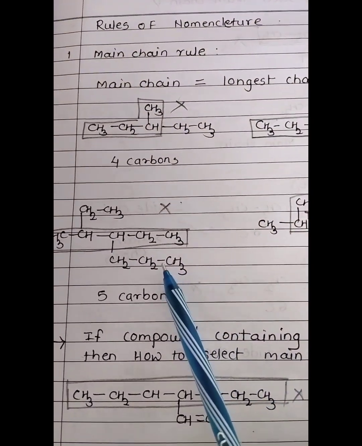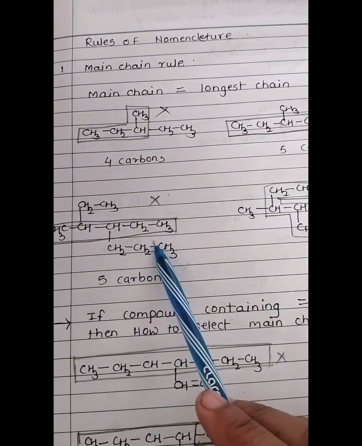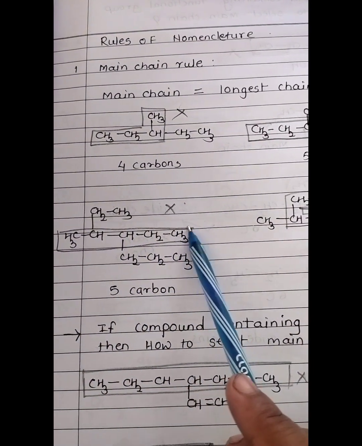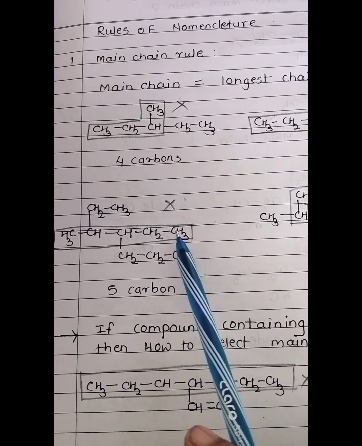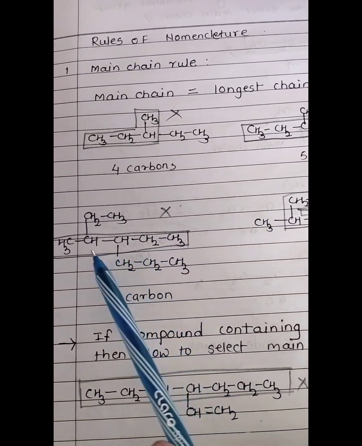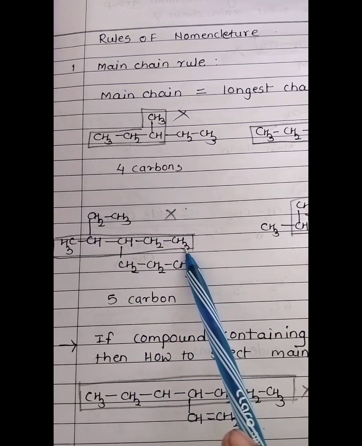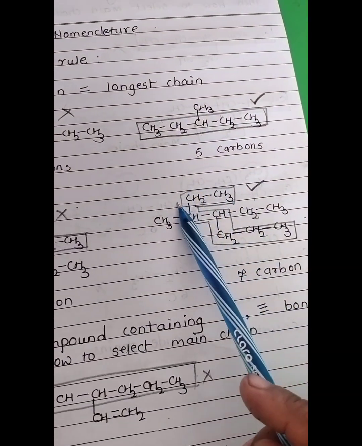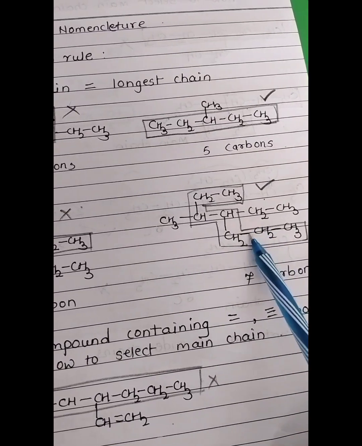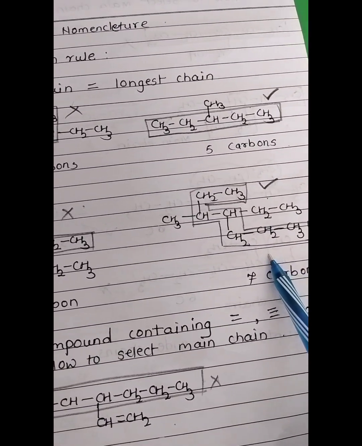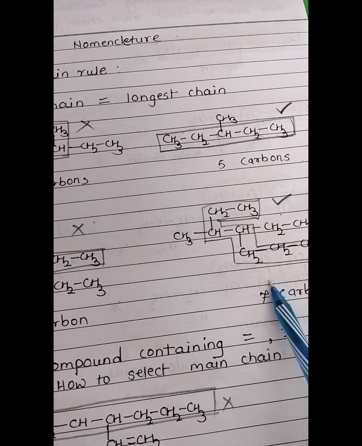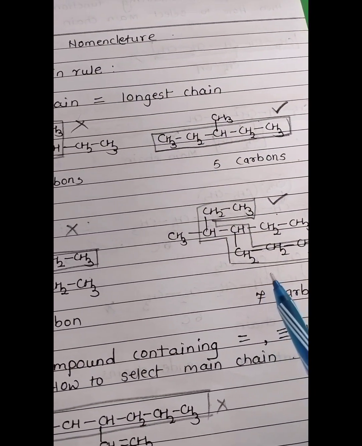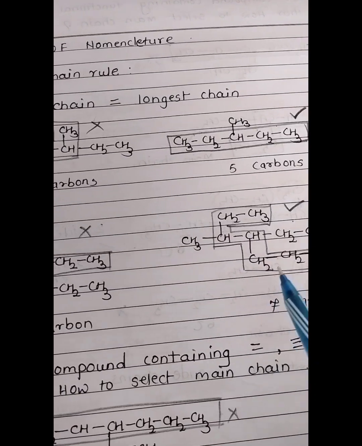Here, for example, in the second example, if we select this straight line or longest chain as the main chain, there are 1 2 3 4 5 carbon atoms. And if we select this way for the main chain, in this example there are 7 carbon atoms. So 7 carbon atoms is more than 5. So this is our correct way for selection of the main chain.